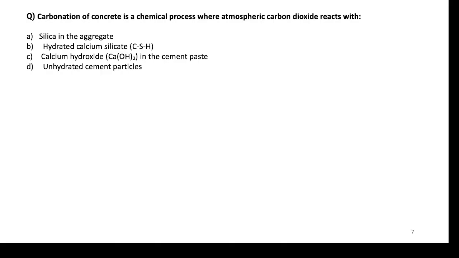Correct. The next question is on carbonation in the concrete. What is the carbonation of concrete, and what are its properties, we will see now. So the first question is: carbonation of concrete is a chemical process where atmospheric carbon dioxide reacts with what element or what hydration products in the concrete structure? Carbon dioxide reacts with the silica in aggregates, hydrated calcium silicate CSH, calcium hydroxide in the cement paste, or unhydrated cement particles. It's easy. Then we will see what is carbonation in general, and then some of the problems related with it.